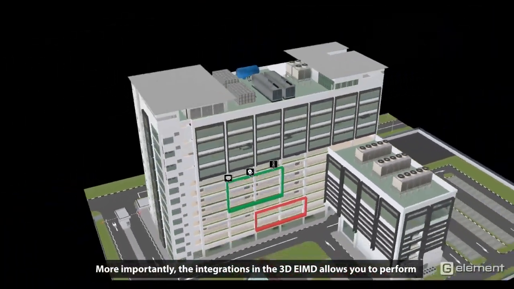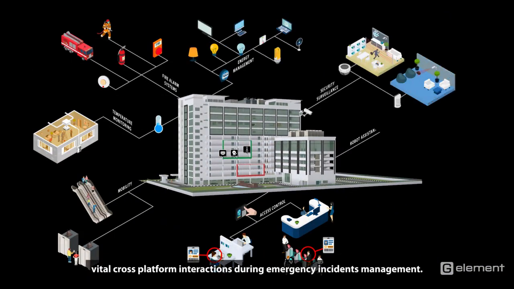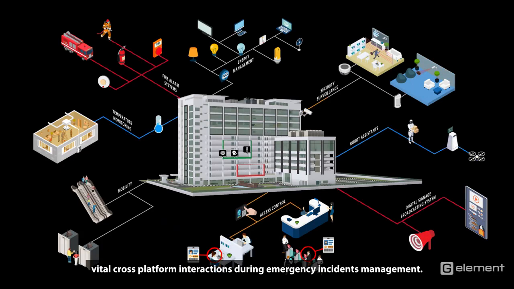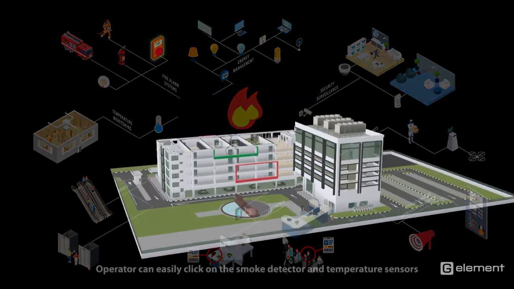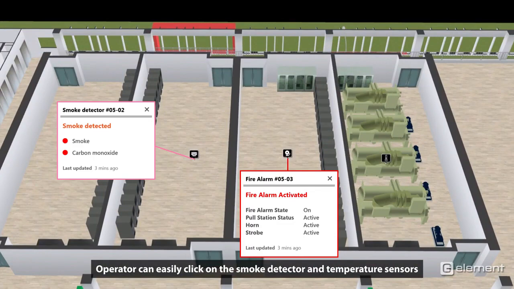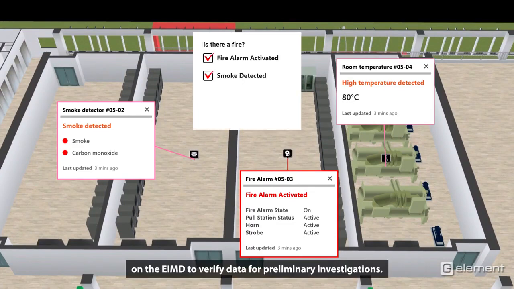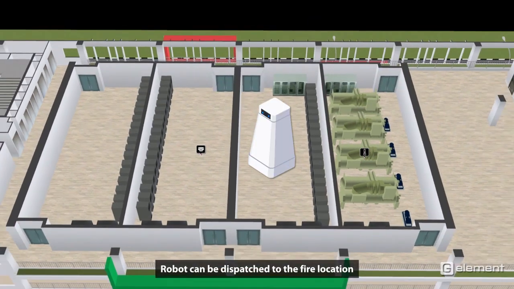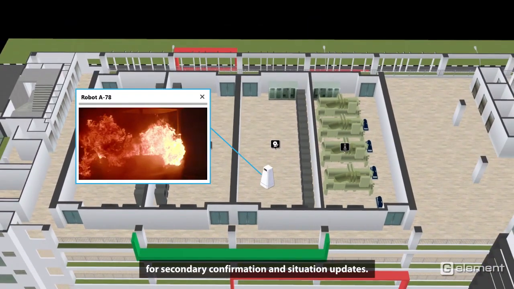More importantly, the integrations in the 3D EIMD allow you to perform vital cross-platform interactions during emergency incident management. For example, when an explosion occurs and the fire alarm is triggered, the operator can easily click on the smoke detector and temperature sensors on the EIMD to verify data for preliminary investigations. A robot can be dispatched to the fire location for secondary confirmation and situation updates.